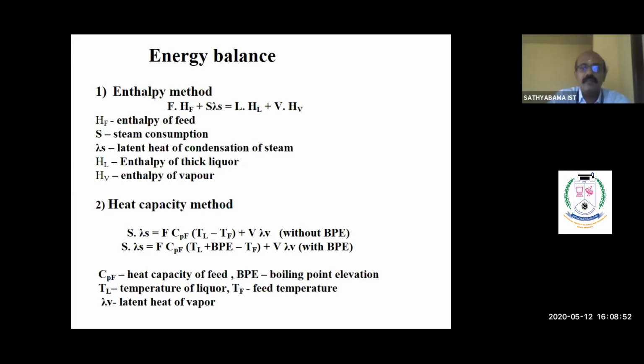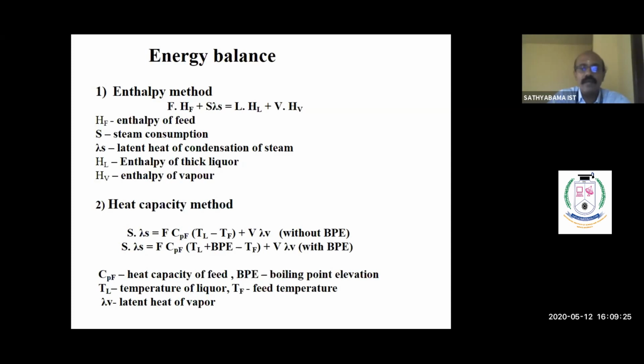Then another method is the heat capacity method. S into lambda S is equal to F into CPF into TL minus TF plus V into lambda V. This is the formula without boiling point elevation. If there is boiling point elevation, the same formula can be used, but here we are going to add the boiling point elevation to TL, and then subtract TF. So this is how we calculate the steam consumption by using the heat capacity method.